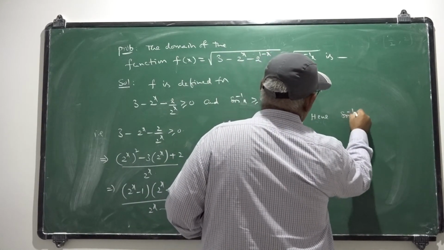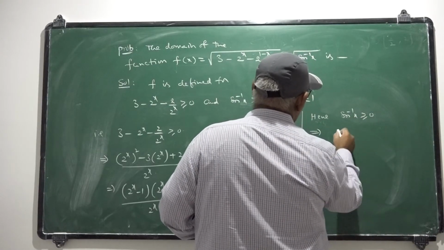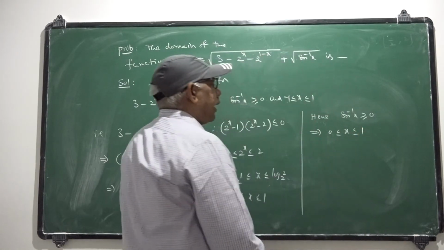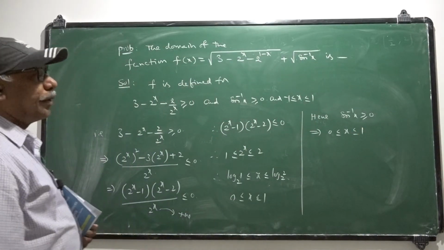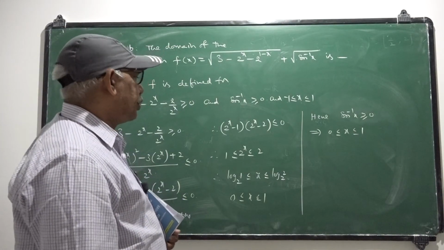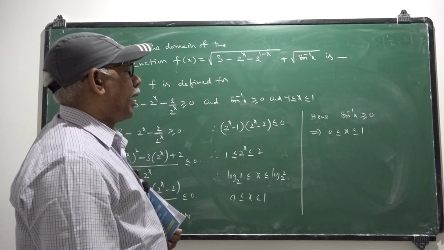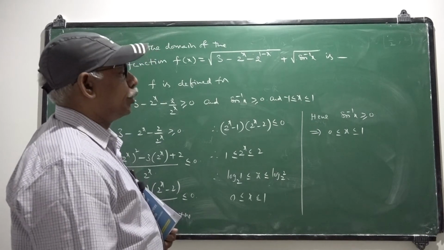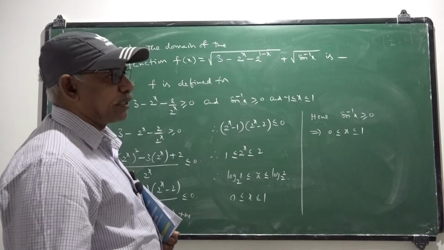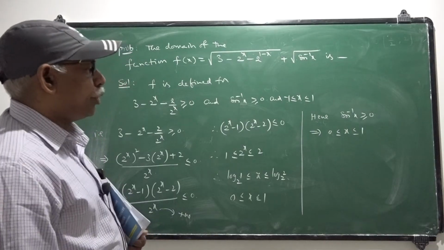Sin inverse x greater than or equal to 0 implies x lies between 0 and 1 itself. Sin inverse x greater than or equal to 0 means it lies between 0 and pi by 2, in the first quadrant. Sin inverse x lies between 0 and pi by 2, and x takes a value between 0 and 1.